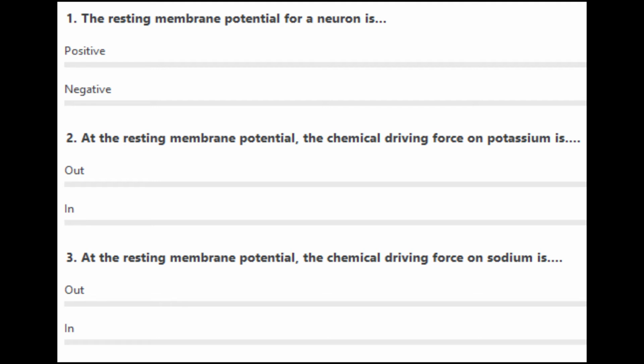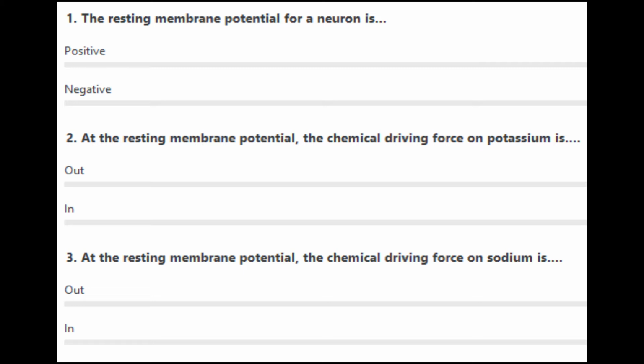Okay, so when we're talking about neurons, or really any cell, when we're talking about the resting membrane potential, where the cell is hanging out just during its normal function, our resting membrane potential for the neuron, for question 1, is going to be negative. It's important to keep this in mind because the fact that it's negative is what creates the electrical forces on our ions.